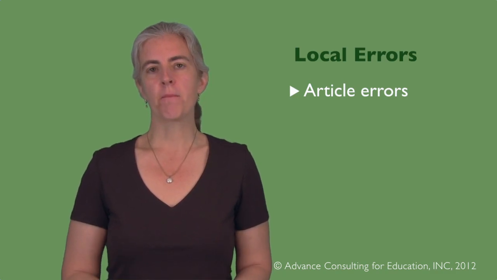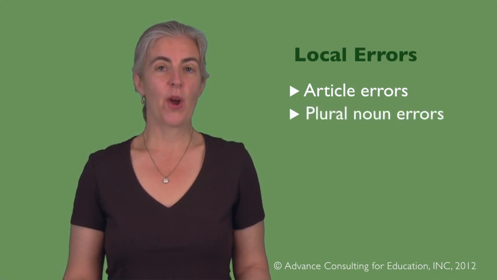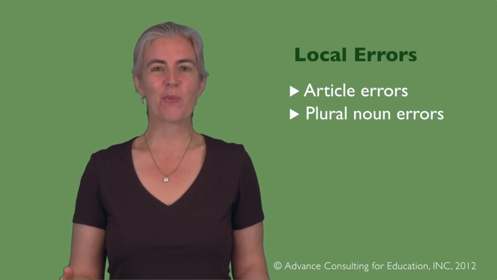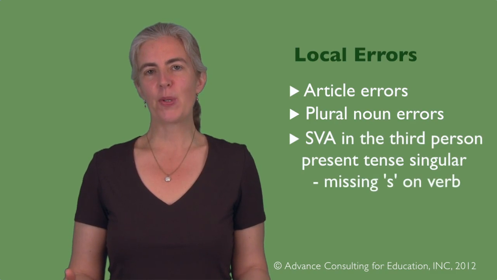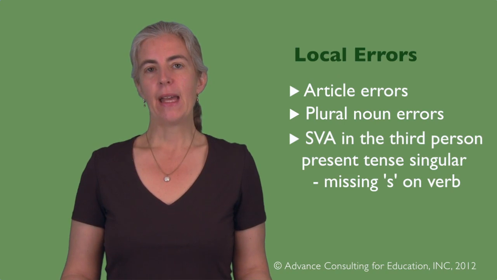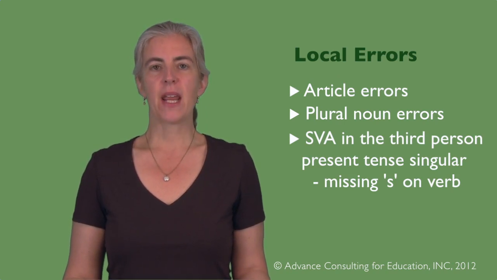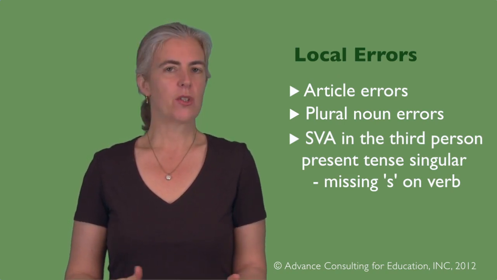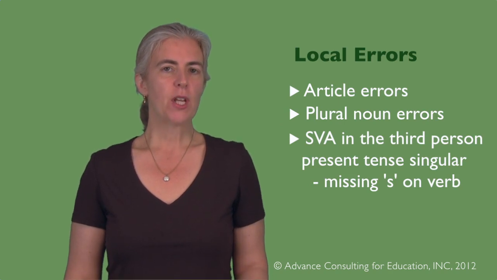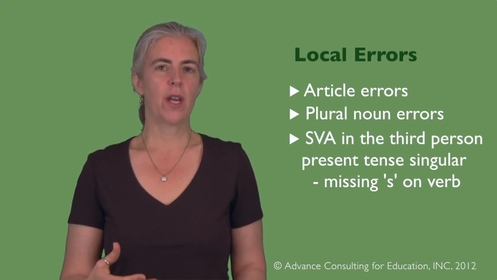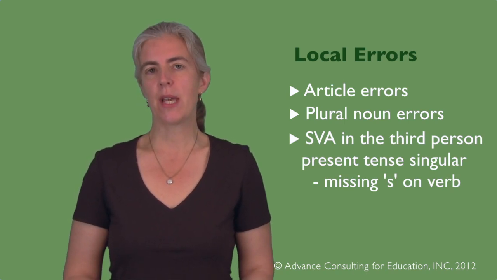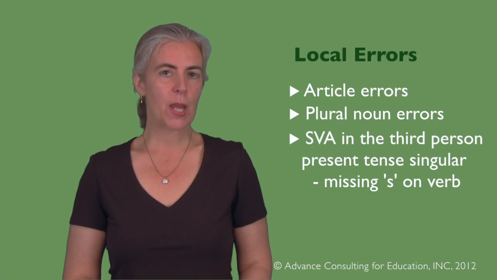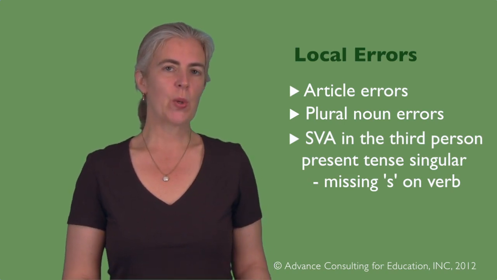It could be plural nouns, for example. Often our students leave out s's off of plural nouns. And it could also be subject-verb agreement in the third person present tense singular, where they're missing that s on the verb. And although we note that that's an error, usually it doesn't change the meaning of the sentence, and oftentimes native speakers, or the people who are consuming those texts, reading or listening to them, have quite high tolerance of those types of errors, and so we call those local errors.